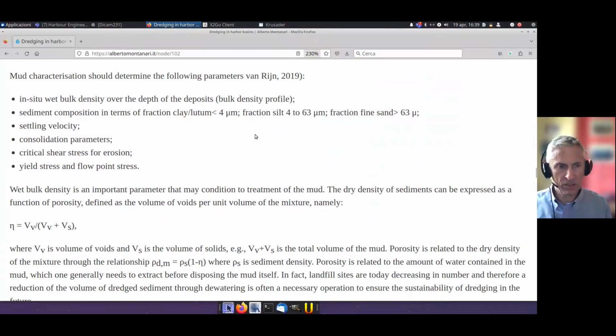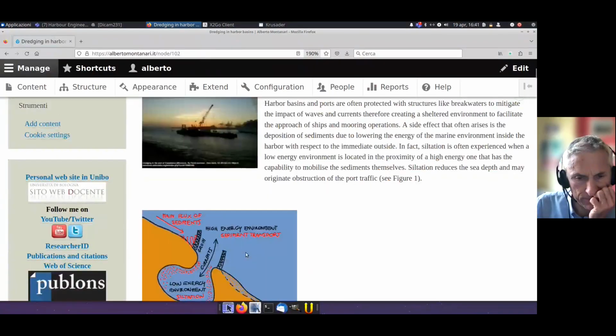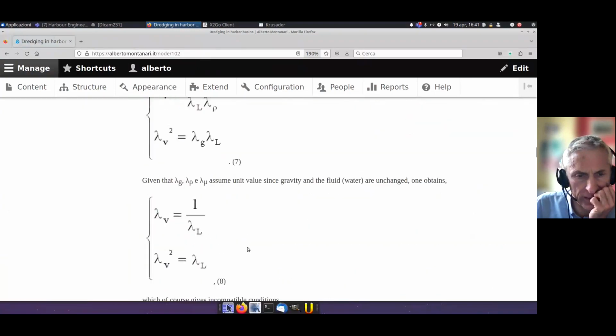Give me one second, because before we talk about wet bulk density, which is an important parameter, now let's go down again.